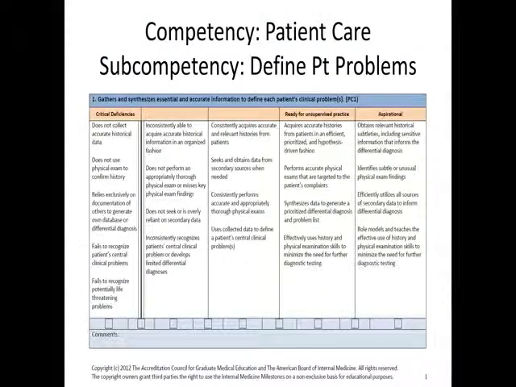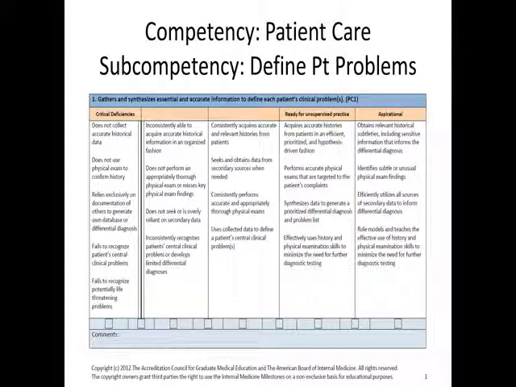As a reminder, for these videos, we are calling the 22 different developmental streams that will be reported to the ACGME internal medicine group subcompetencies. This example shows the first subcompetency, Patient Care 1, which is the ability to gather and synthesize essential and accurate information to define each patient's problems.